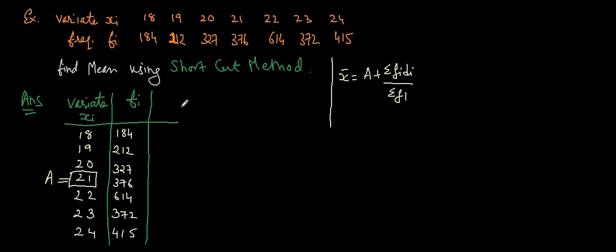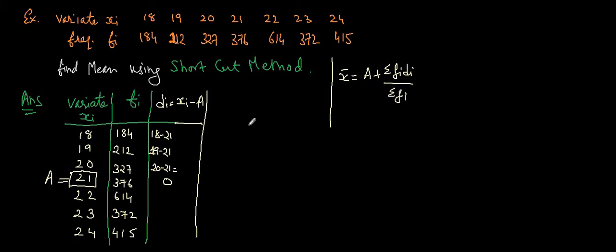So we got a, but we still need to find di. So di is equal to what? Xi minus a. Now di is xi minus a, right? So first of all, what is xi? The same values. And what is a? One of the xi. So 21 minus 21 becomes 0. If you go here, 20 minus 21, here 19 minus 21, here 18 minus 21.